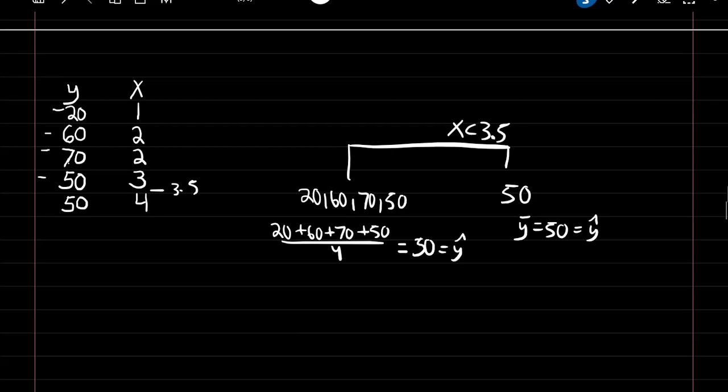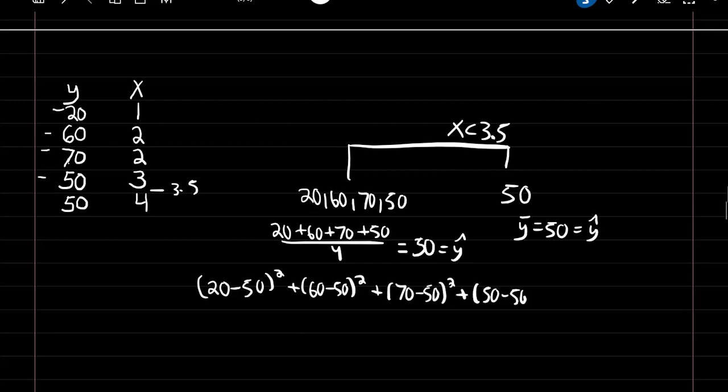So now we can find our sum of squared error, so observed minus predicted squared. So 20 minus 50 squared plus 60 minus 50 squared plus 70 minus 50 squared. And then finally 50 minus 50 squared. And this will produce a sum of squared error equal to 1400. And then on the right, our sum of squared error was just 0. So 1400 plus 0. So after the split, the sum of squared error we're going to have is 1400.